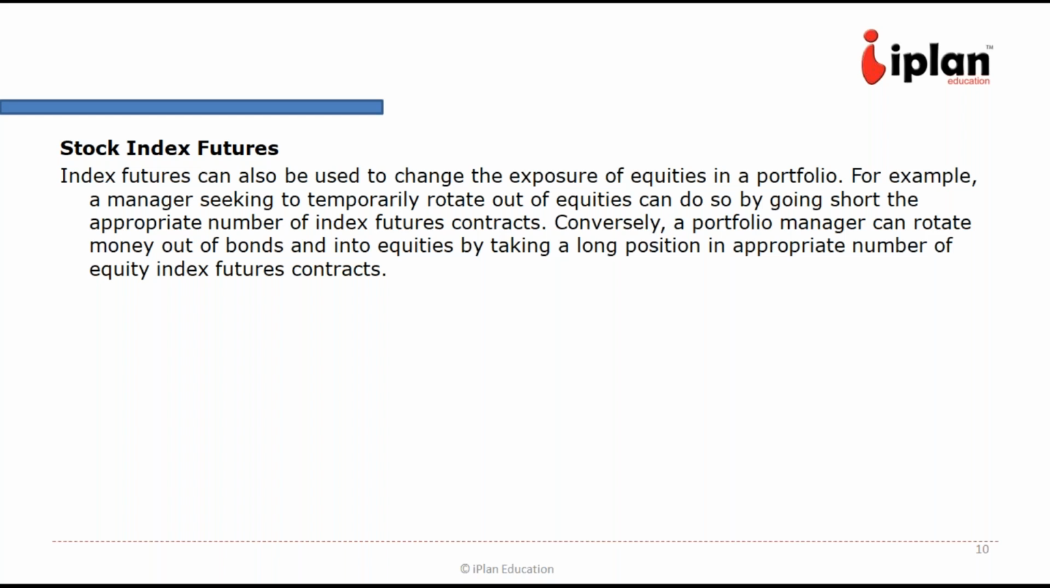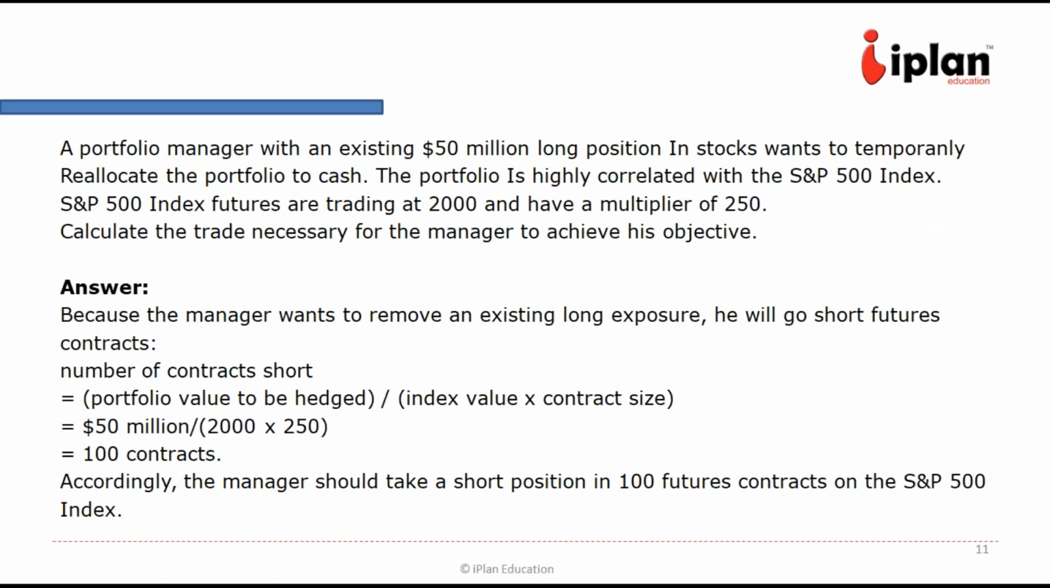So same here, what we do is we look for the stock's correlation with the index. Also, we look at the beta of the stocks with the index, and we can hedge the stocks with the index. So how do we do that? There's an example. A portfolio manager with an existing 50 million long position in a stock wants to temporarily reallocate the portfolio to cash.